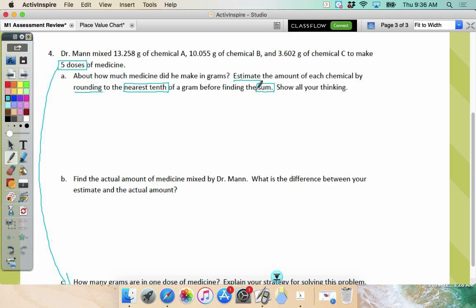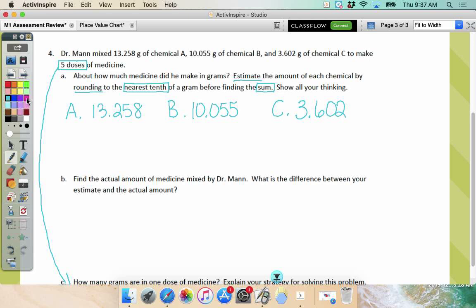So here's how I want you to set it up. I actually did this for you on your test, so you won't have to. But I want you to write A, B, C. And I want you to leave room over to the side to add these 3 numbers up. So chemical A is 13.258. Chemical B is 10.055. And chemical C is 3.602.